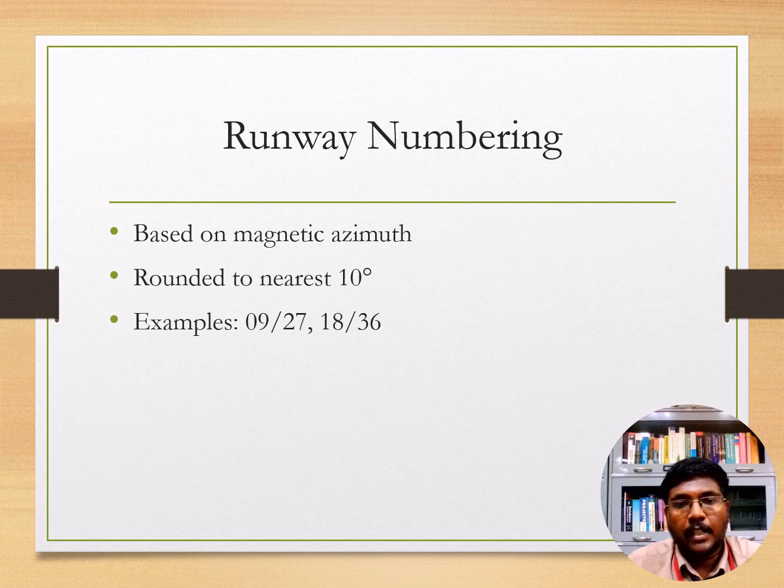Next we see runway numbering. Runway numbering is the process of numbering each and every runway present inside an airport. The main function of runway numbering is to provide visibility to pilots in poor weather conditions. It is based on magnetic azimuth. Usually runway numbering is rounded to the nearest 10-degree angle.